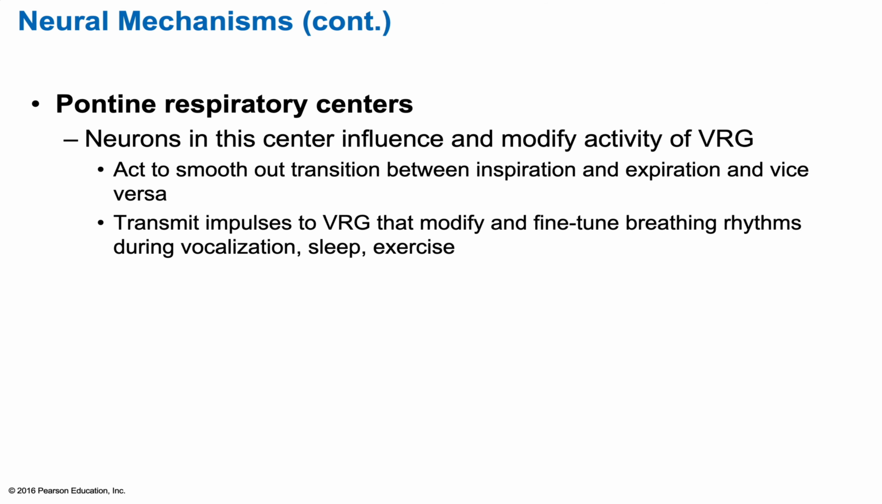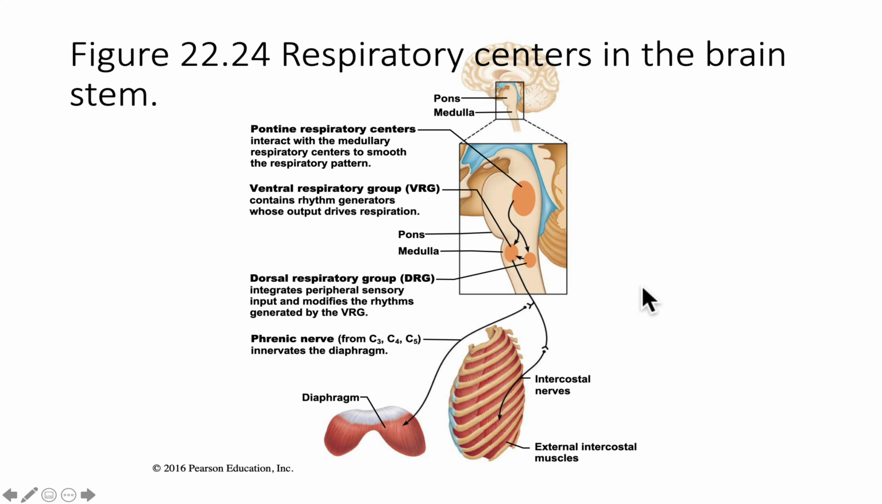The pontine respiratory centers influence and modify the activity of medullary neurons. The pontine center appears to smooth out the transition from inspiration to expiration, and vice versa. Along with other pontine centers, the pontine respiratory group transmits impulses to the ventral respiratory group of the medulla. This input modifies and fine-tunes breathing rhythms, which are generated by the ventral respiratory group during activities like sleeping, vocalization, and exercise.